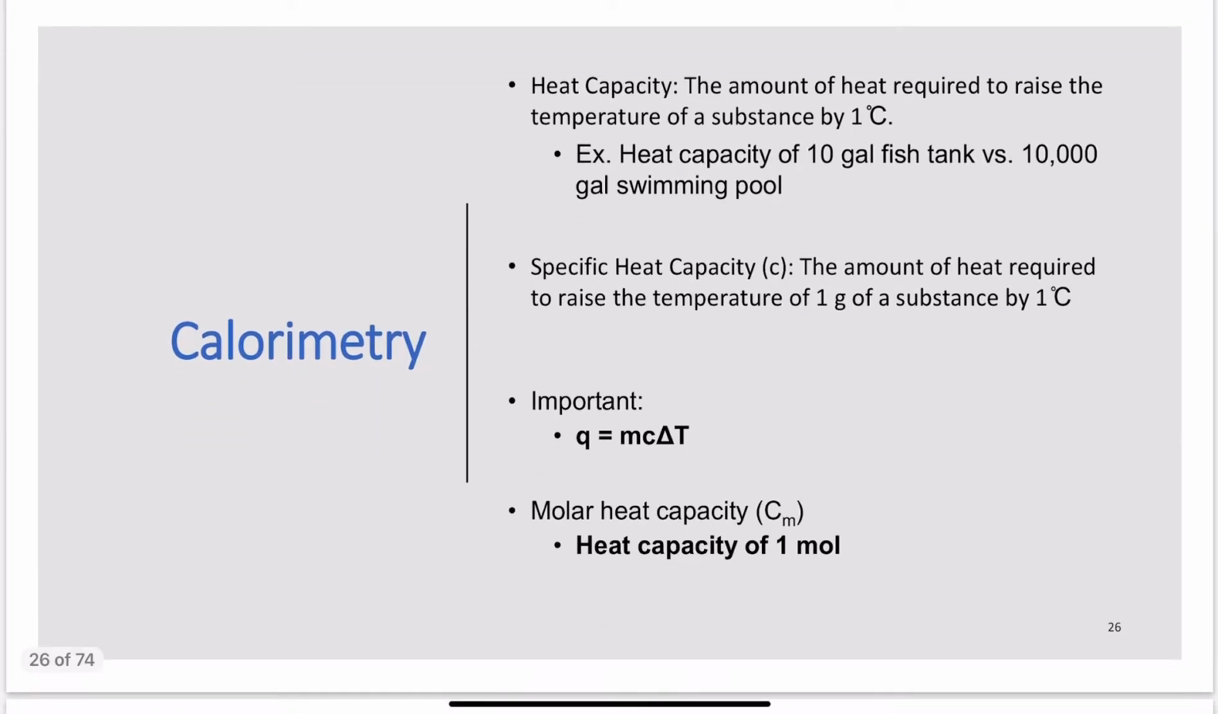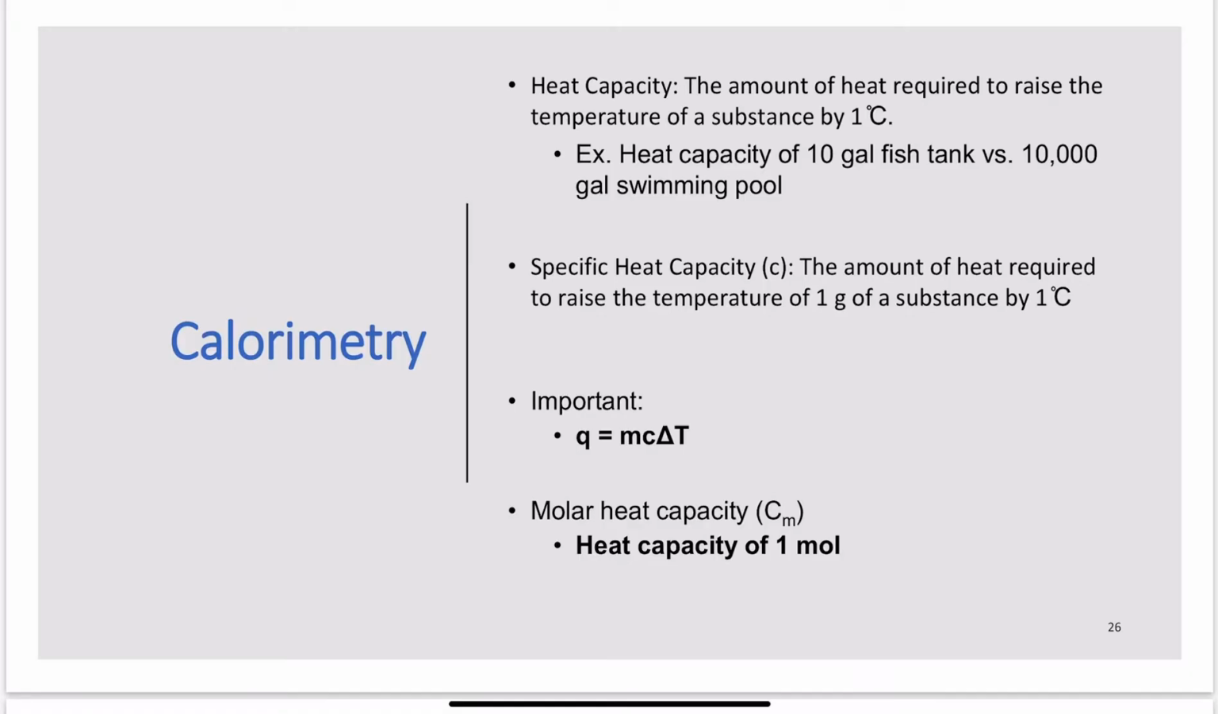What is heat capacity though? Well, heat capacity is kind of like its name implies. It's the capacity of something to absorb heat. So heat capacity itself is defined as the amount of heat required to raise the temperature of a substance by 1 degree Celsius. For example, the heat capacity of a 10-gallon fish tank versus a 10,000-gallon swimming pool. Obviously, they will have different heat capacities. It will take a lot less energy to heat a 10-gallon fish tank by 1 degree C than a 10,000-gallon swimming pool.